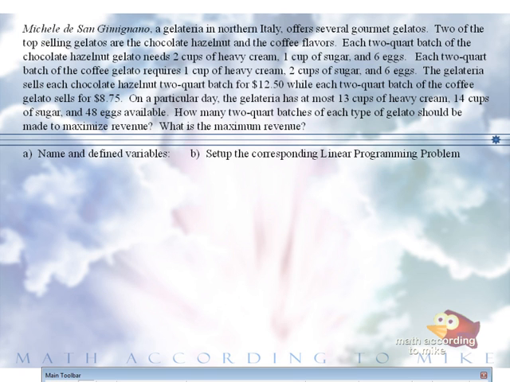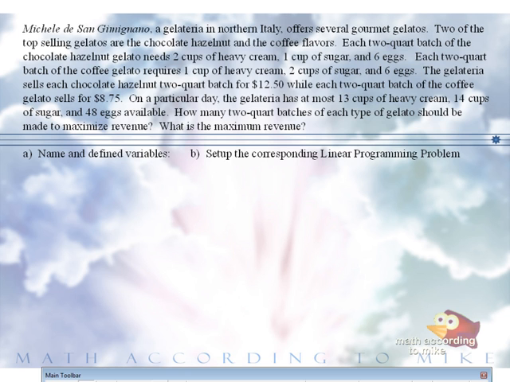Michele di San Gimignano, a gelateria in northern Italy, offers several gourmet gelatos. I would like you to do parts A and B. I'll give you a couple minutes, and then we'll compare answers. Okay. So let's begin with the question. How many 2-quart batches of each type of gelato should be made to maximize revenue?